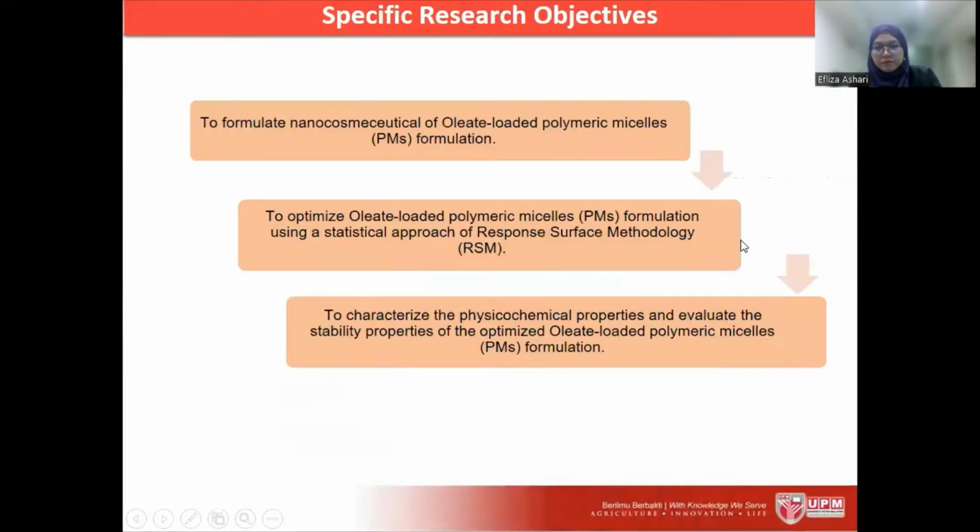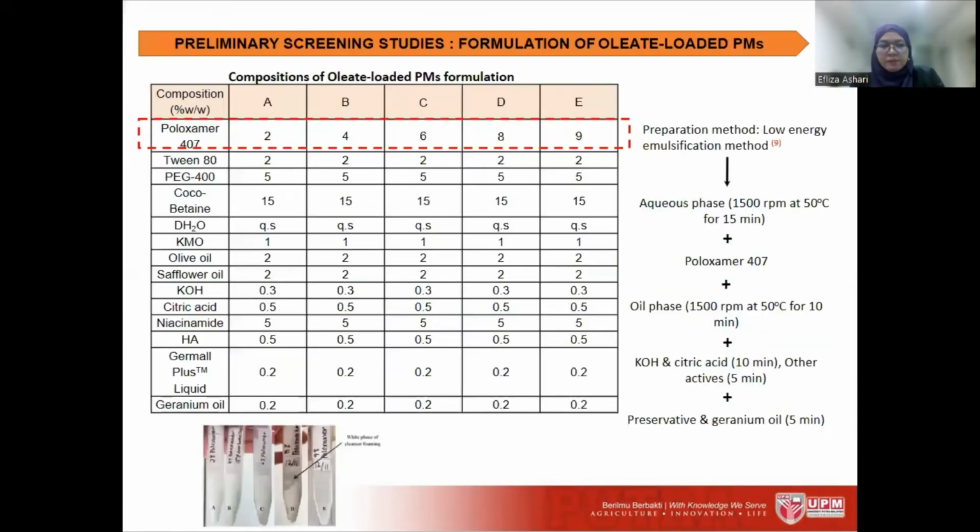For the specific research objectives, the first one is to formulate the nanocosmeceutical Oleate loaded polymeric micelle formulation. Then we want to optimize the formulation using RSM, response surface methodology. And the last one, we want to characterize the physical-chemical properties and evaluate the stability properties of this micelle formulation.